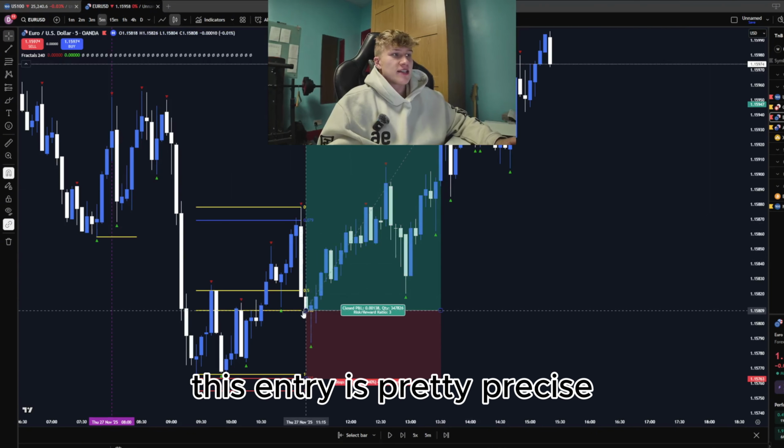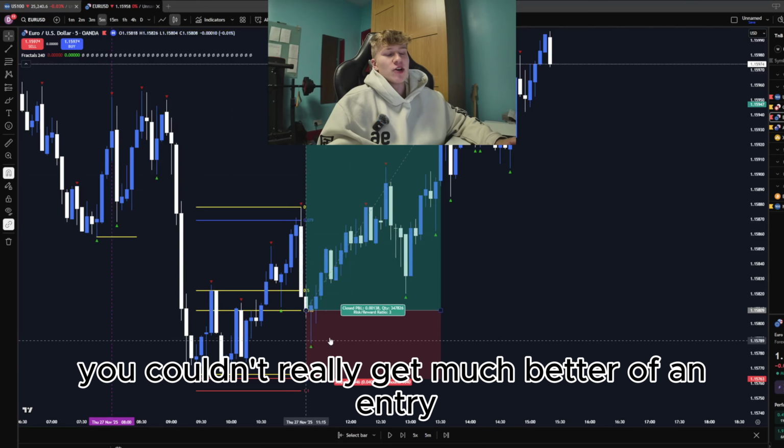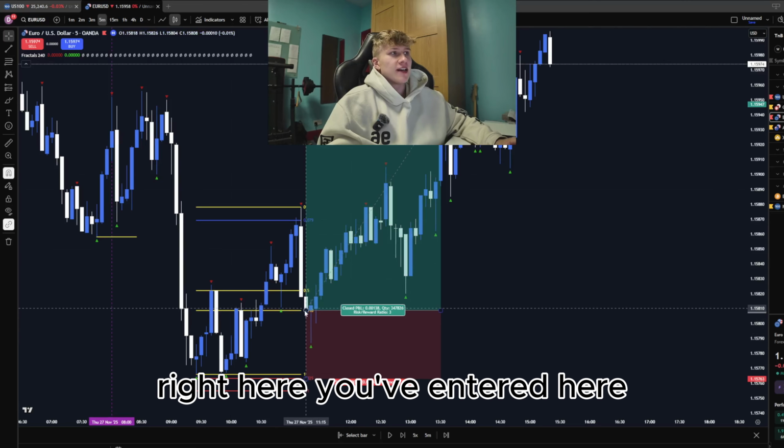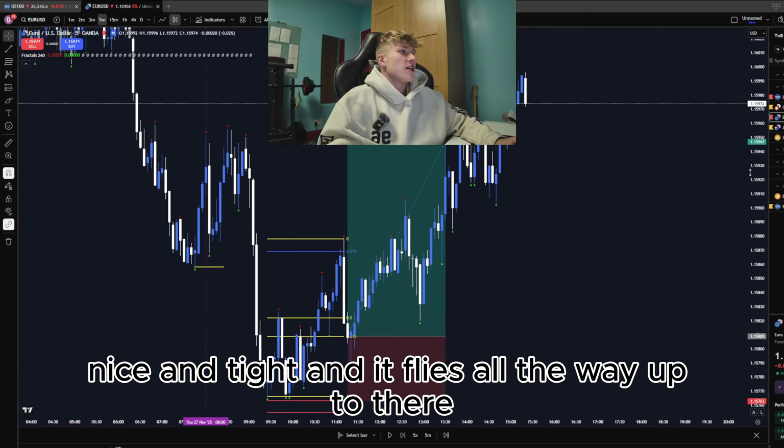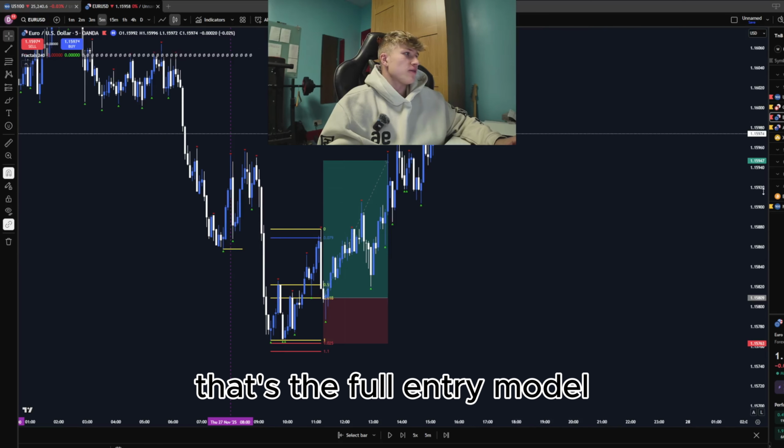And you can see right here, this entry is pretty precise. You couldn't really get much better of an entry right here. You've entered here, stop loss is just under here, nice and tight, and it flies all the way up to there. So that is the full model. That's the full entry model.